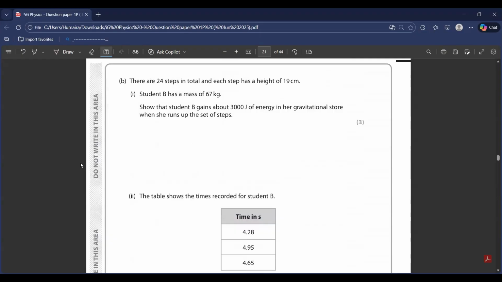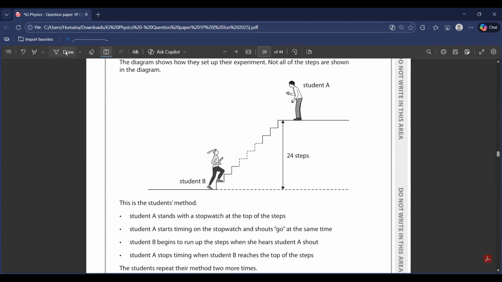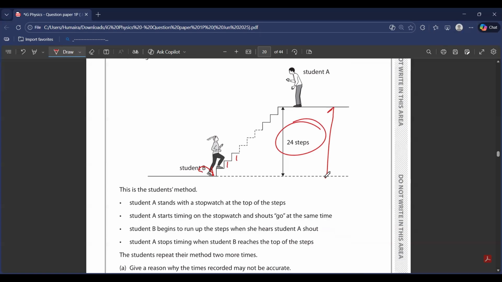Next, there are 24 steps in total, and each step has a height of 19 centimeters. So each of these steps have a height of 19 centimeters. This is 19, this is 19, and in total there are 24 steps. So the total height of this would be 24 multiplied by 19 centimeters, right?